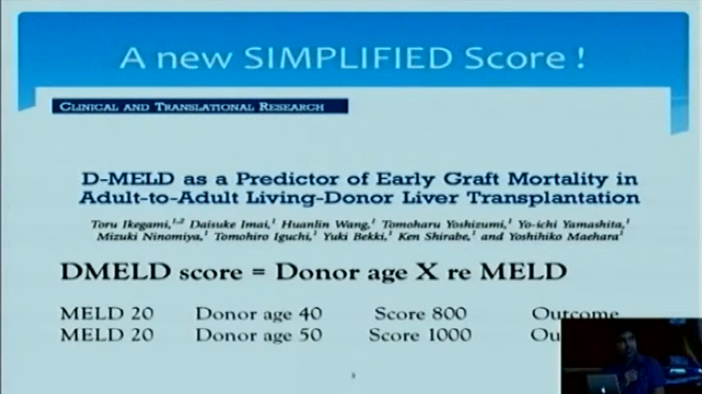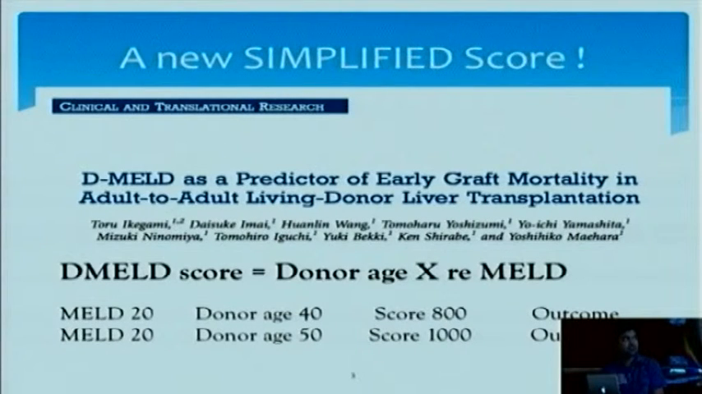So taking all these factors in combination and finding out the outcome is kind of difficult. So this article, published from Kyushu University, is about a scoring system called the DML Scoring System. It's a simplified score. It's just the product of donor age and recipient's MELD. Using this scoring system, you can assess the early graft mortality in living donor liver transplantation.